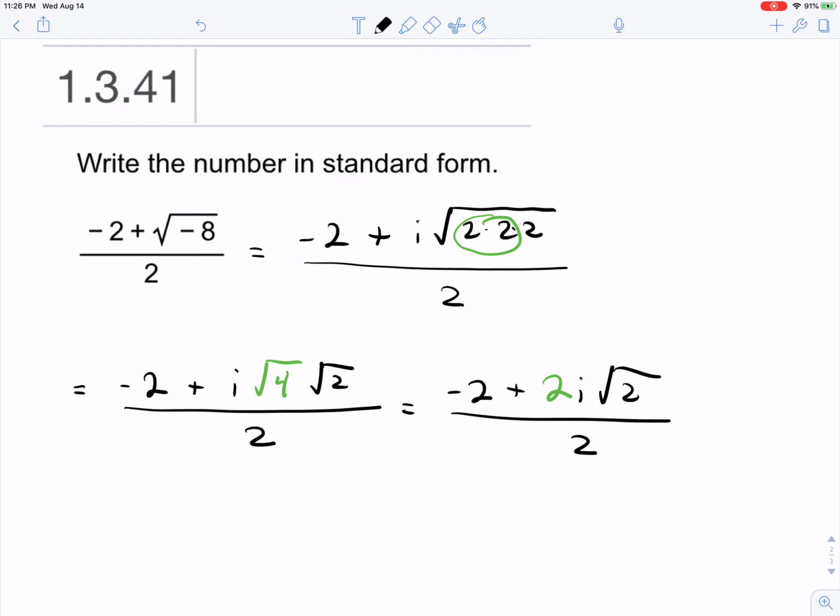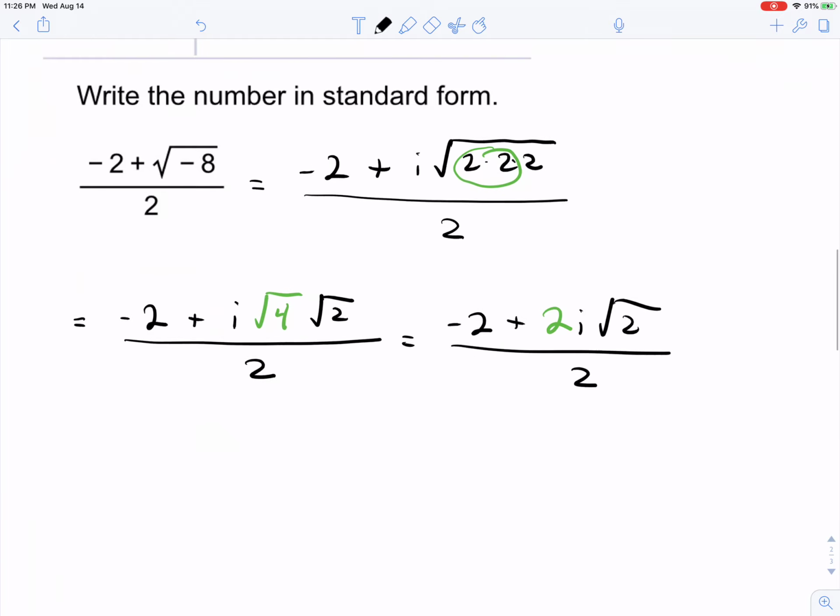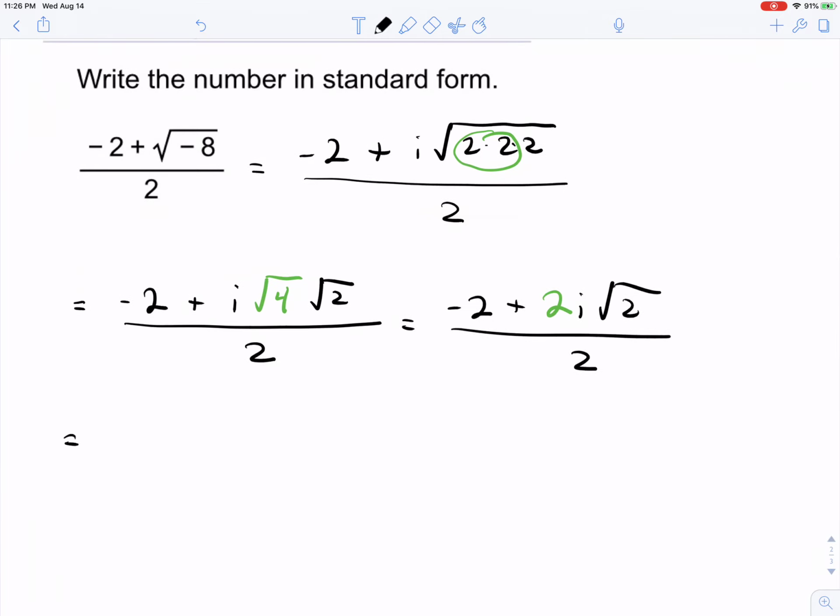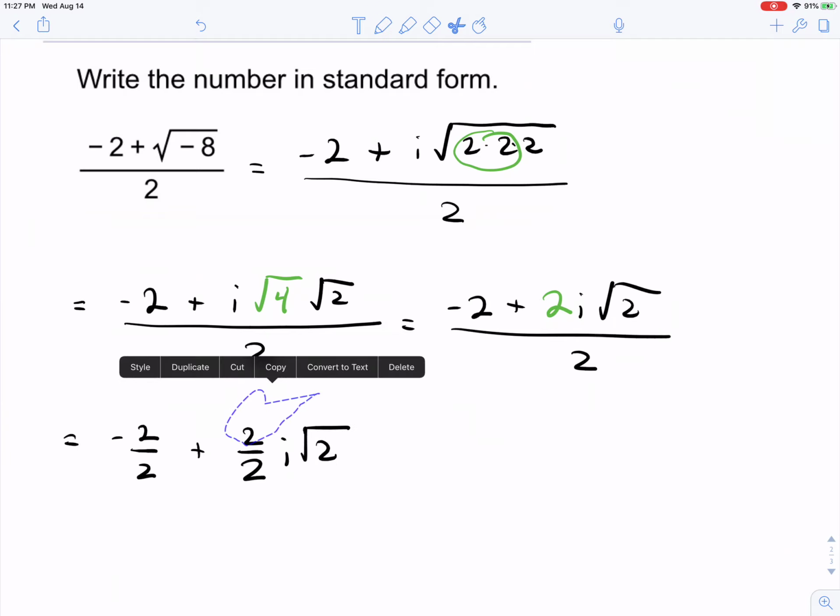Dividing by 2 is the same as multiplying by a half. So I'm essentially going to distribute a half into the numerator, and we'll get the following. What you see, the above line is the same as the following. Negative 2 divided by 2. Then we're going to have 2 over 2. Then we still have our i times the square root of 2. And again, that is this 2 right here.